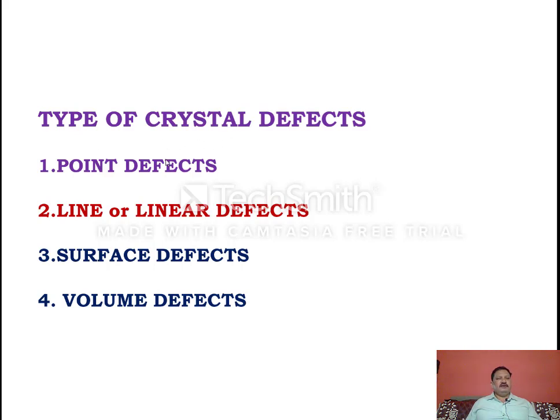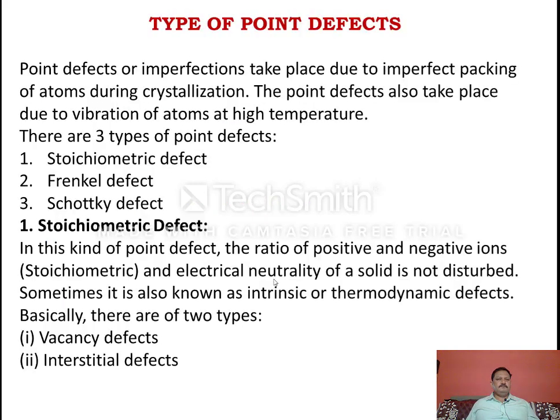So in crystals we can find four possibilities of defects. One is point defects, the second is line or linear defects, the third one is surface defects, and the fourth one is volume defects. We'll discuss what point defects actually are. Point defects, or imperfections, take place due to imperfect packing of atoms during crystallization. Point defects also take place due to vibrations of atoms at high temperature. So these are the reasons for point defects.